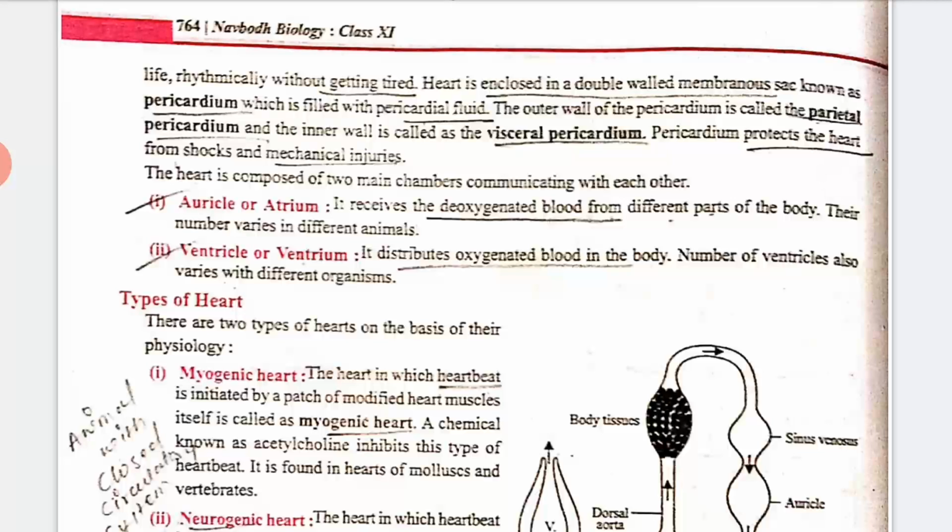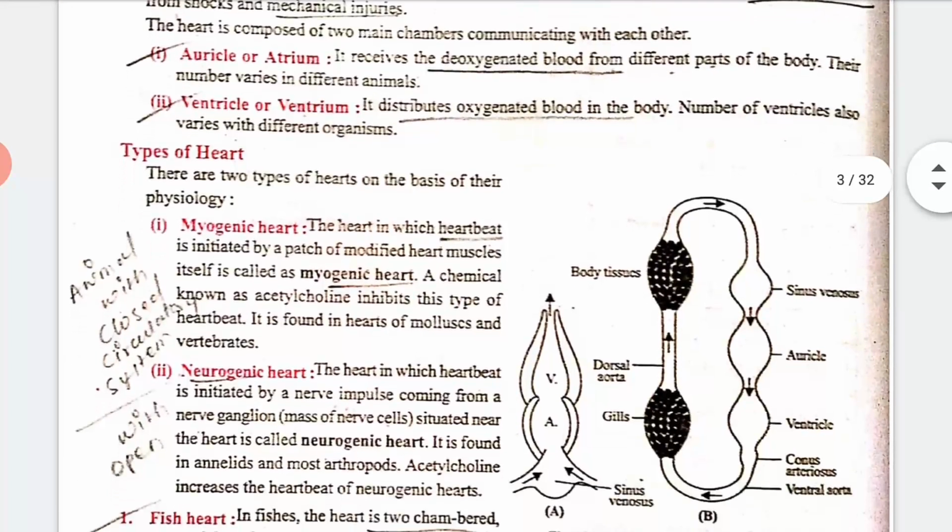Now the heart is composed of two main chambers that communicate with each other. So what are these two chambers? First is the auricle or atrium, and next is the ventricle. When we talk about the auricle, just remember this: it receives deoxygenated blood from different parts of the body. Their number varies in different animals.